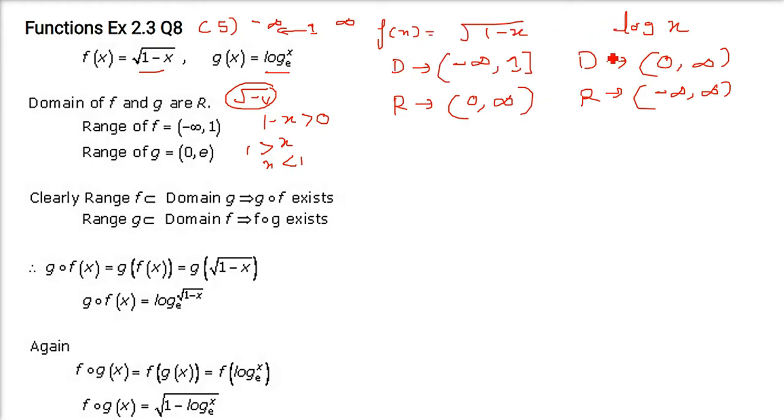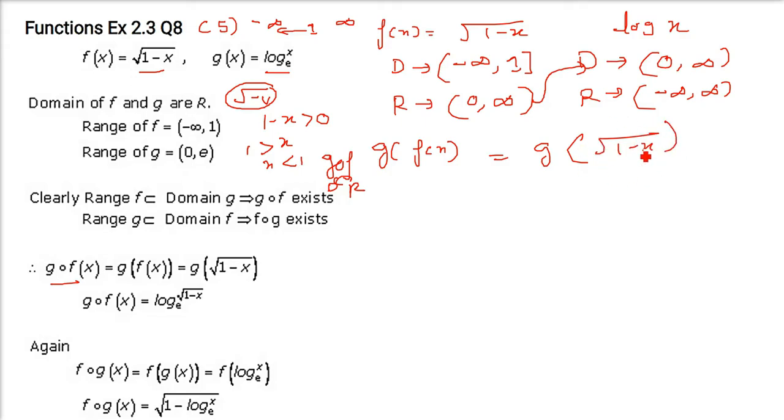So first we will find out gof(x), g of f(x). What does it mean? gof means the range of f should be a subset of the domain of g. So the 0 to infinity are both the same. So gof is defined in this domain. g of under root 1 minus x: take this under root 1 minus x and replace it in x of log x. Log base e of under root 1 minus x.